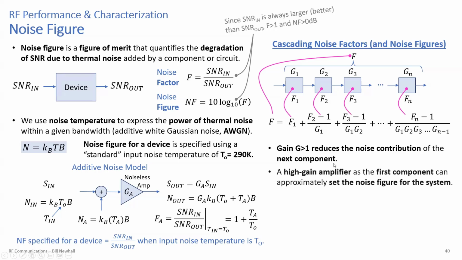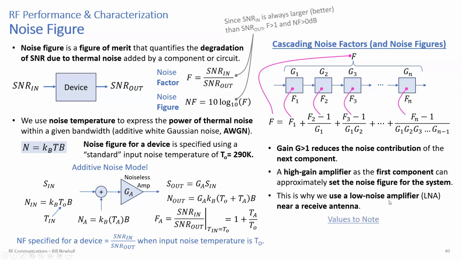Okay. A high gain amplifier is often used as the first component to set the noise figure for the system, or approximately set the noise figure of the system. If that first component has a very high gain compared to the losses of the rest of the system, then that first component's noise figure can actually approximately set the noise figure of the whole system. And this is why we use a low noise amplifier near a receive antenna before the rest of the components in a receiver, so that we can keep that noise low with a large gain relatively for the LNA.